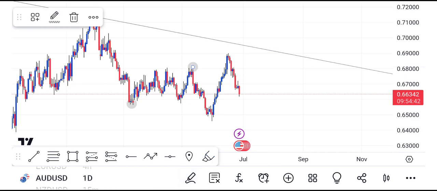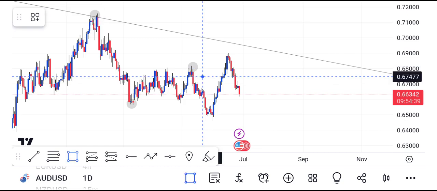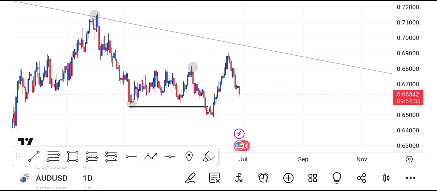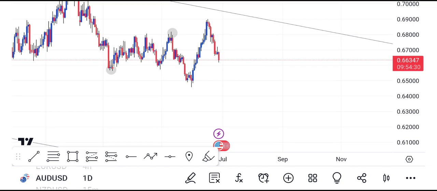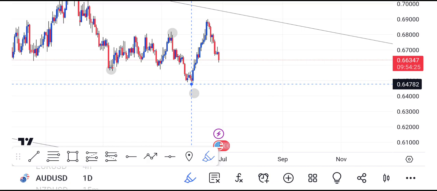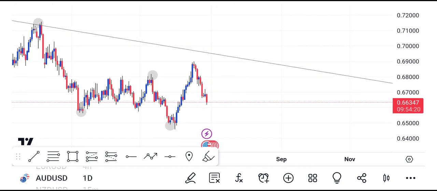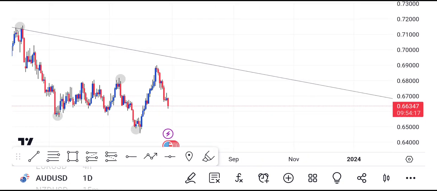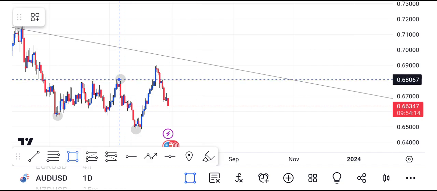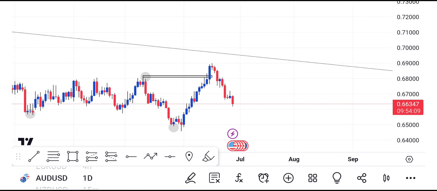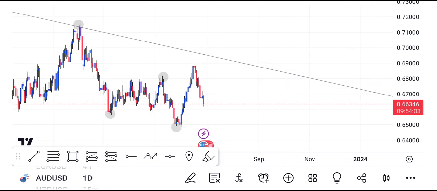What do you want to see? Did price break this level here? Yes, price broke that level. So what is that? It is our next lower low. And then what do we have again? Price then broke this level here, which now confirms a shift in direction. We now have a shift in direction.